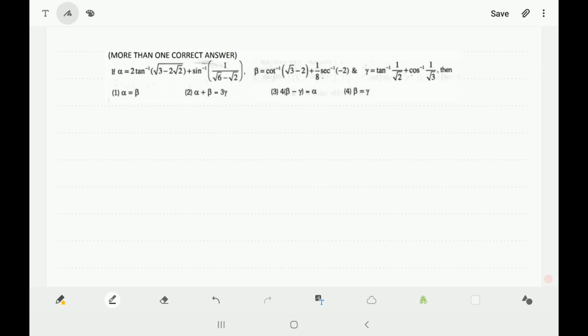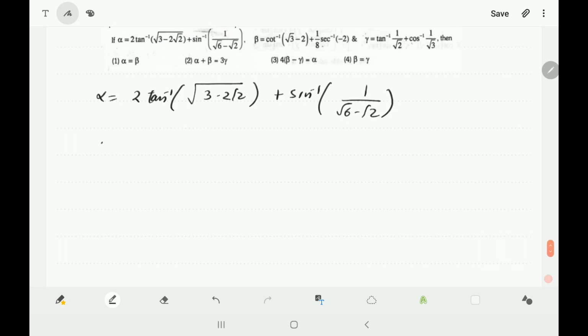In this problem, alpha, beta and gamma are given in inverse trigonometric functions. We have to find the values of alpha, beta, gamma and then compare which of the options are correct. Okay, so let's start with alpha. Alpha is 2 tan inverse of under root of 3 minus 2 root 2 plus sine inverse of 1 by under root of 6 minus under root of 2.